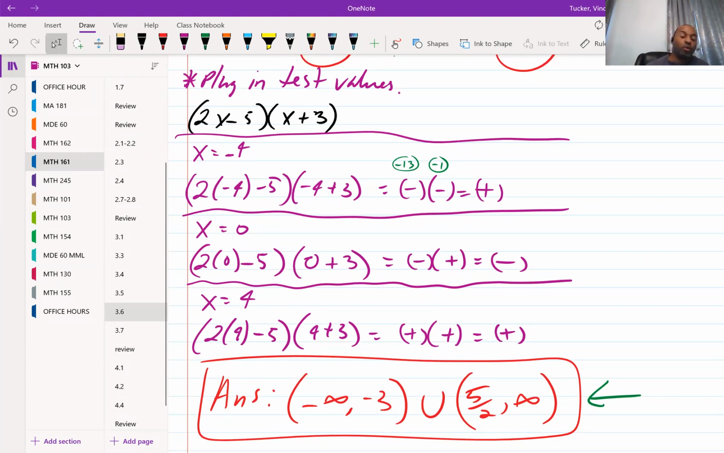If it said less than 0, then we would have chosen that middle interval, and that would have been our only answer. Any questions? Any questions?